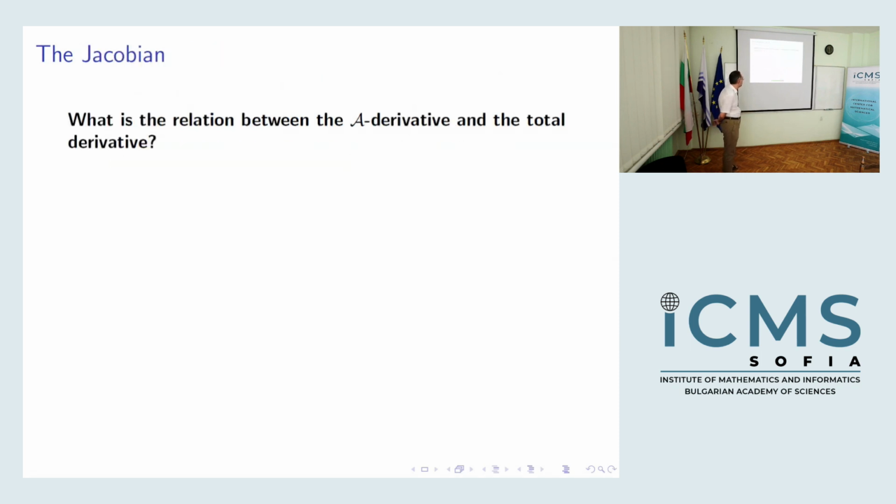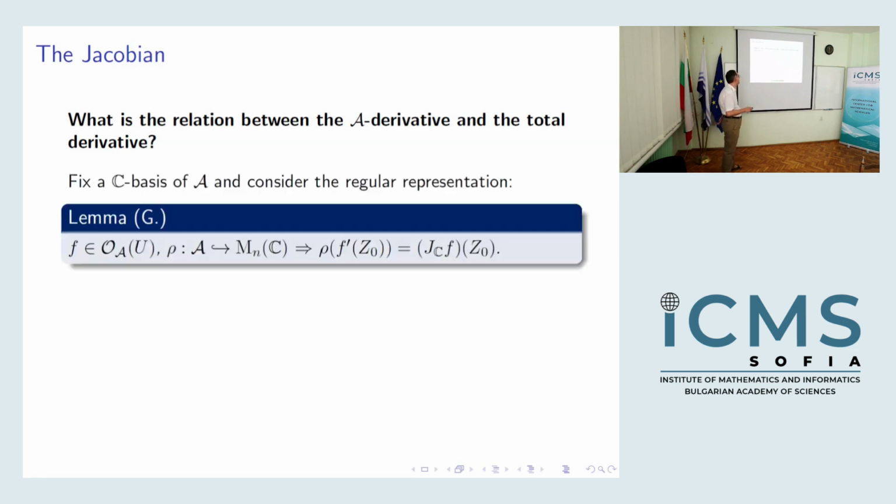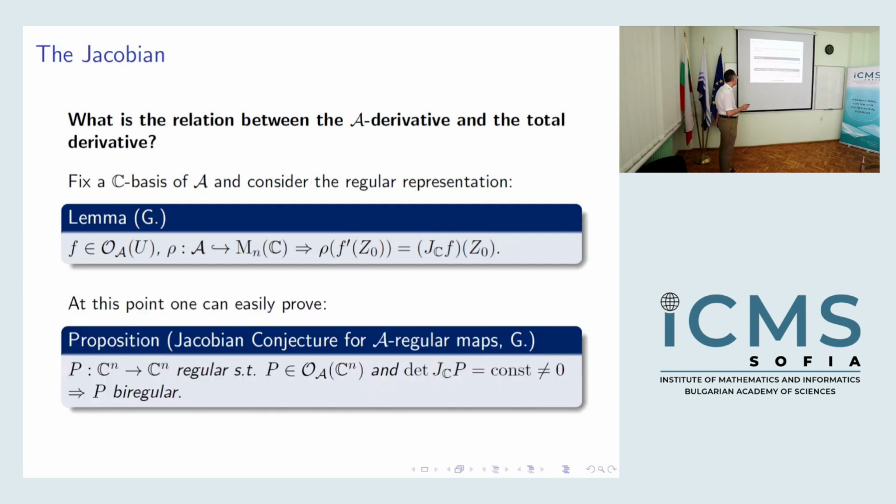Right, and so we have defined what it means to be an A-derivative, and of course the first natural question is what is the relationship between the A-derivative and the total derivative. If we fix a complex basis of A and consider the regular representation of the algebra, then if you have a holomorphic or A-differentiable function, the regular representation of the derivative is simply the complex Jacobian. And at this point, one can actually prove a very special case of the Jacobian conjecture, namely if we have a regular map from C^n to C^n that has a linear differential, or in other words, it's holomorphic, and of course satisfies the Jacobian condition that the Jacobian has to be invertible as a matrix of polynomials, then in fact this polynomial map is biregular.